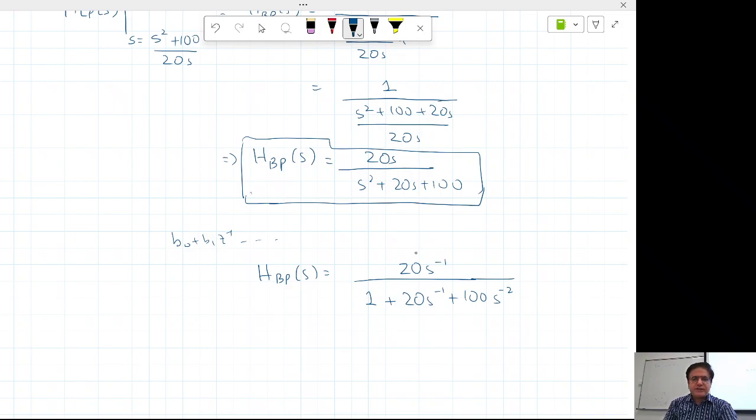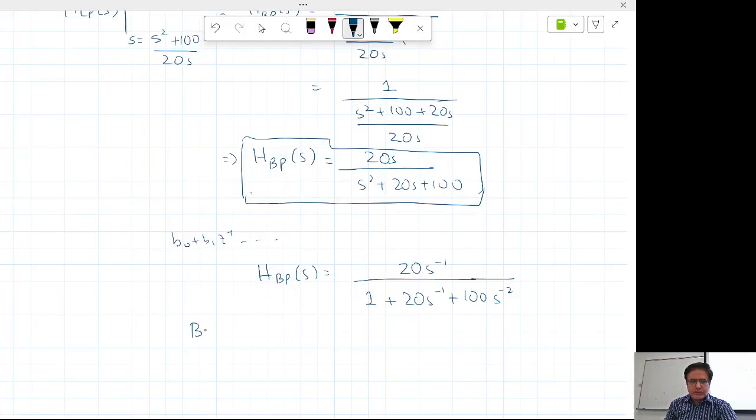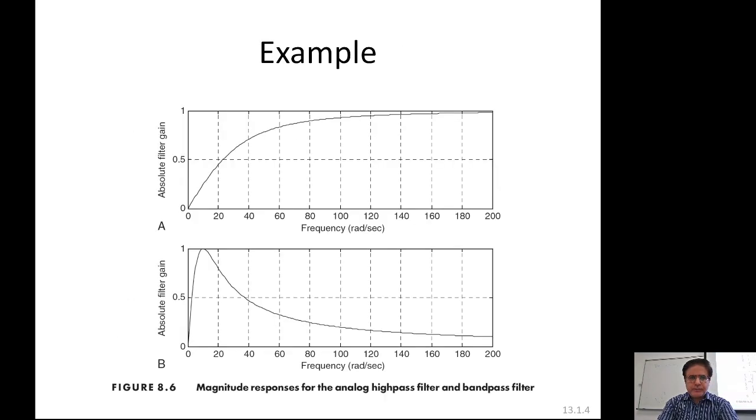For B, which is the numerator coefficients, you will have 0 and 20, because you have 0 plus this, right? And for A, you would have 1, 20, and 100. Clear? Questions? All good? Okay.